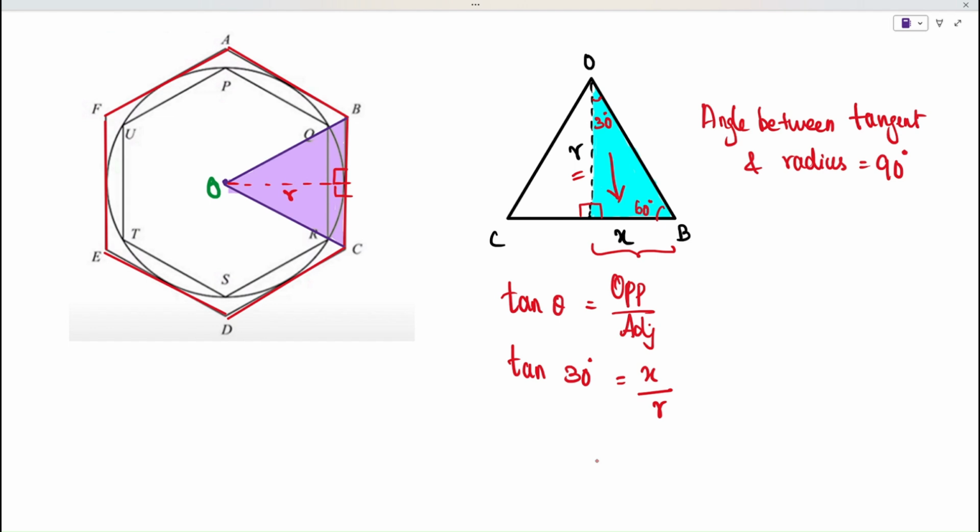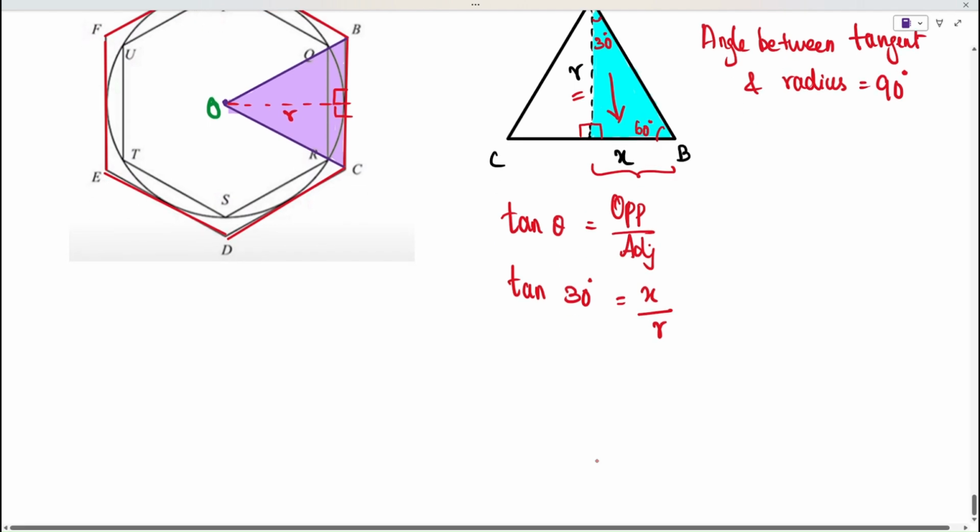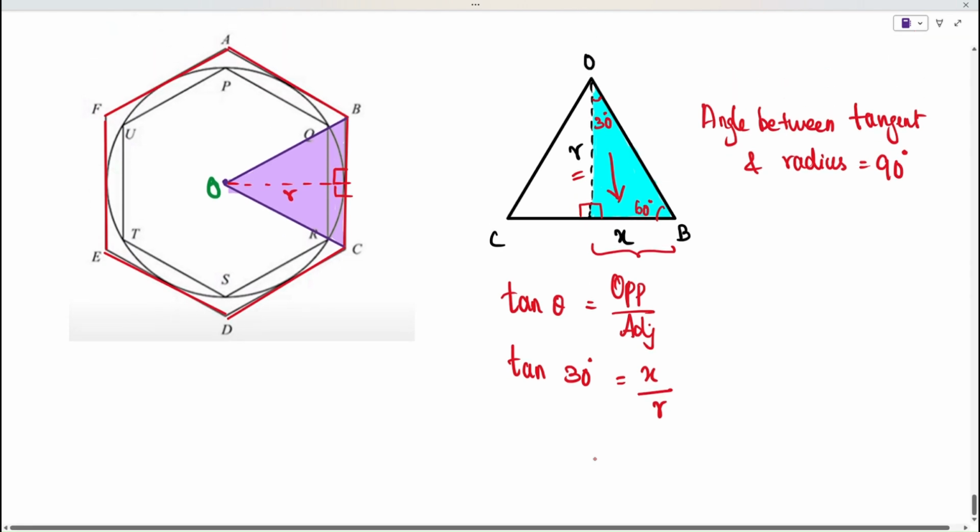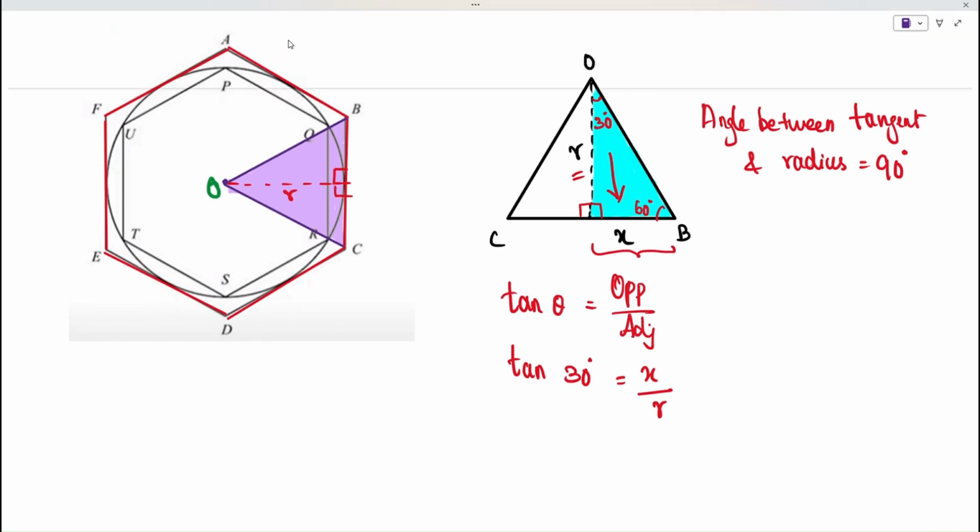And so we have to rearrange this to give x in terms of r, because that is what we're using here. So by rearranging, we can get x is equal to r times tan 30. And so using our trig identities, our known trig values, we know that tan 30 is equal to root 3 over 3. And so this is what we're given x as. x is equal to r times root 3 over 3.